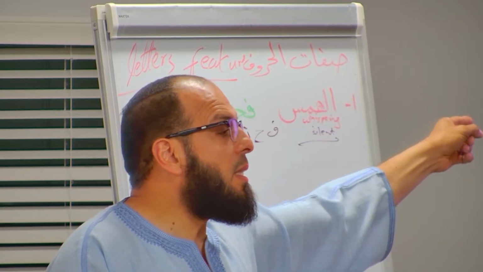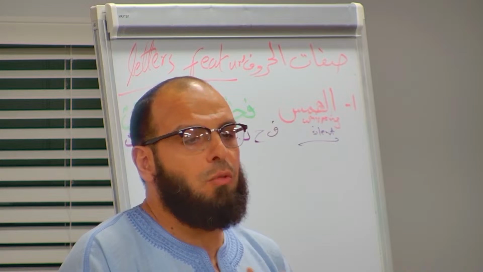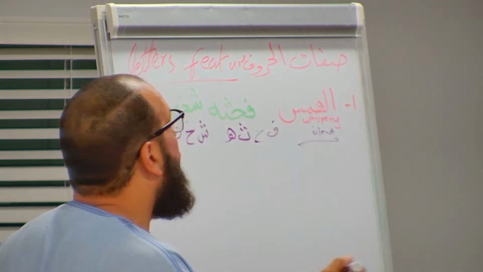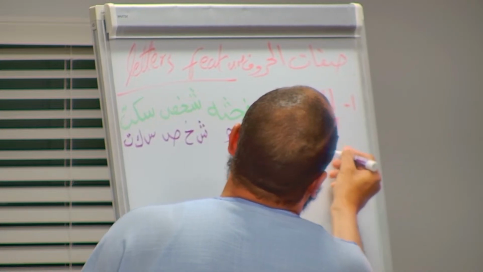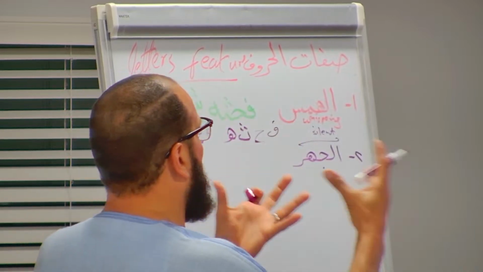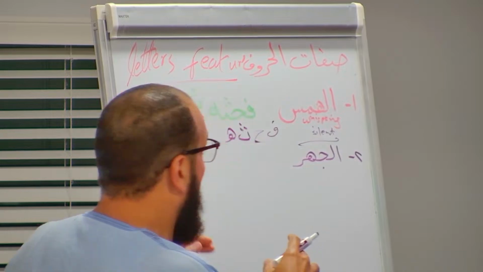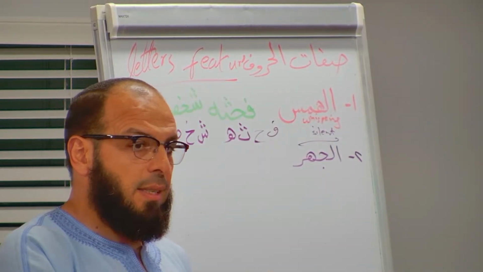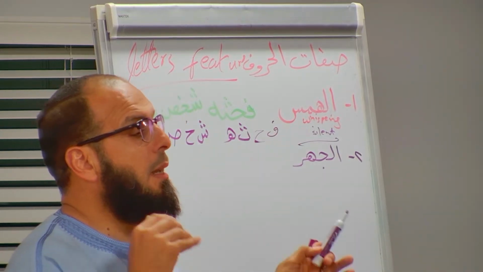So the list of letters that will be associated with air coming with them will be called huruful hams, the letters of whispering, meaning some air is associated with these letters as we say them. The opposite of that will be number 2, huruful jahr. Al-jahr is like making something majhur, like clear. So all of these sifat, I said 5, have an opposite of 5, giving us a total of 10 features.